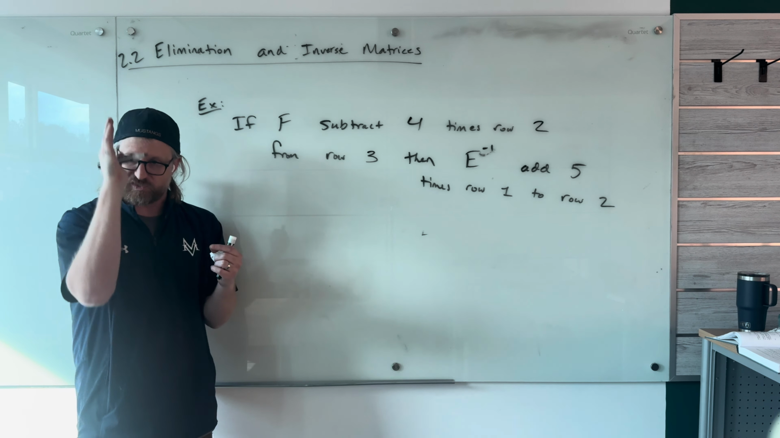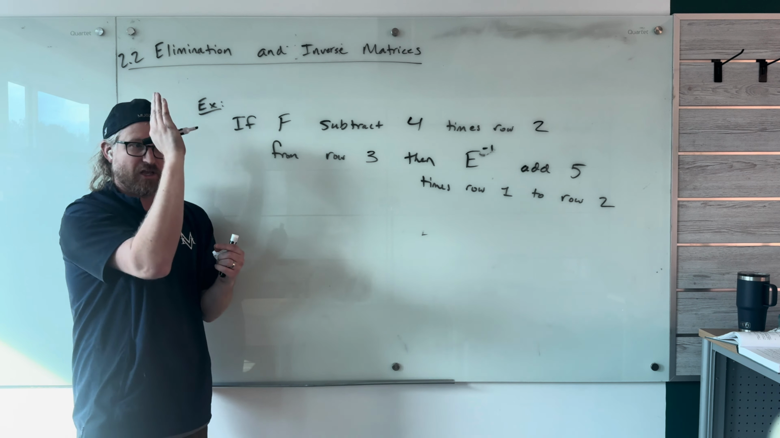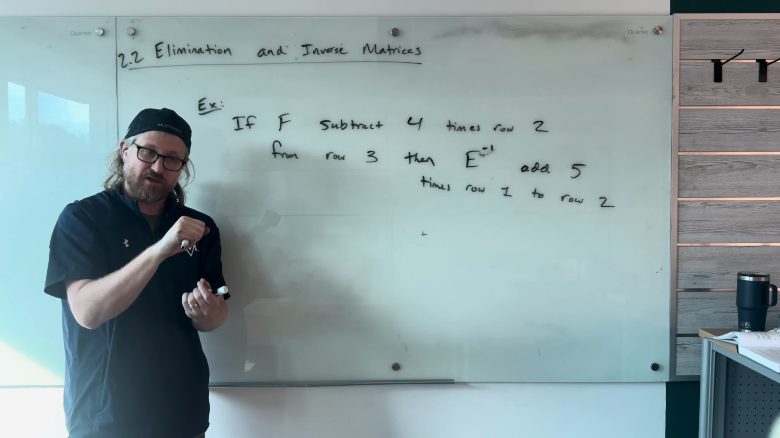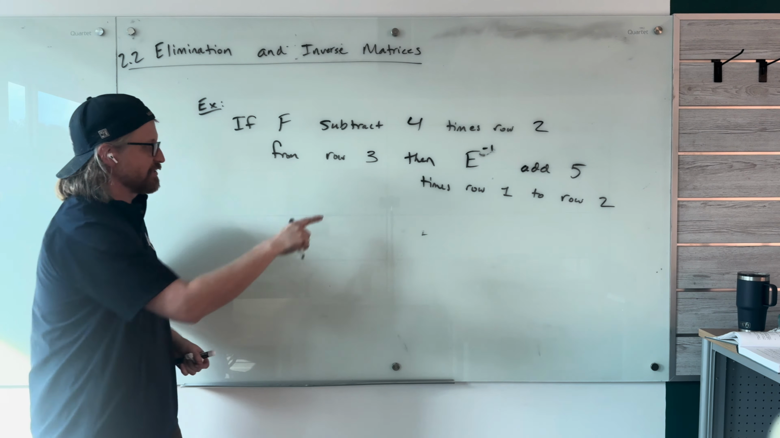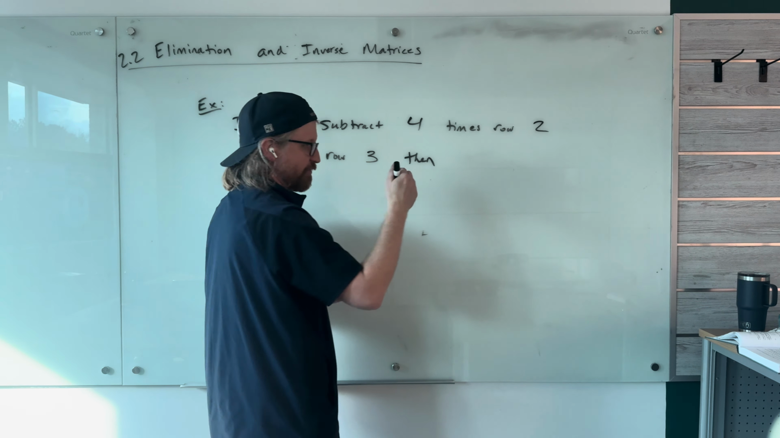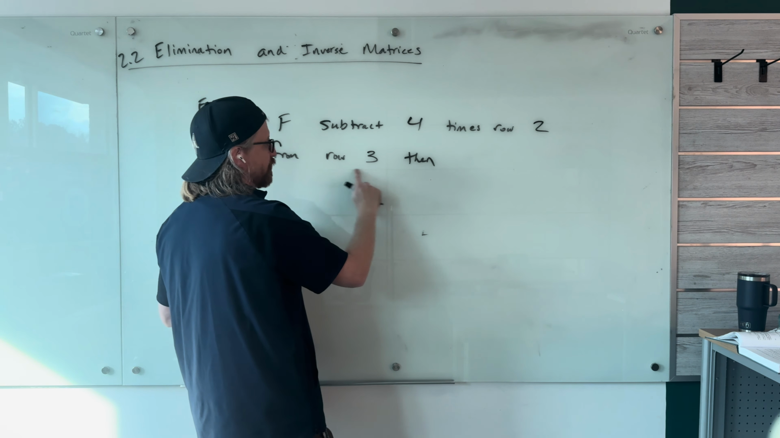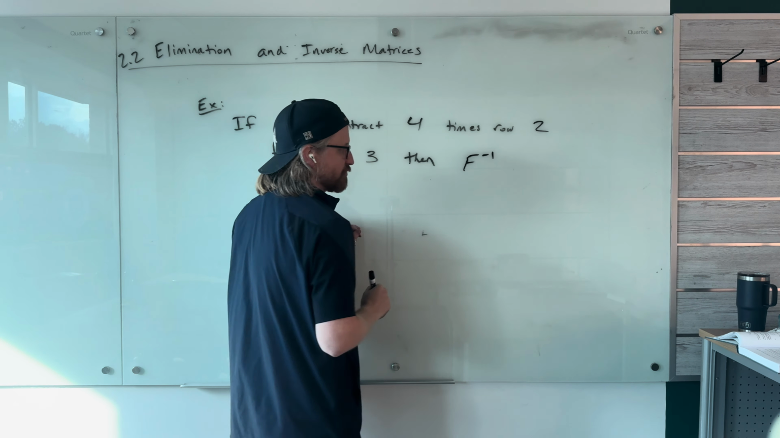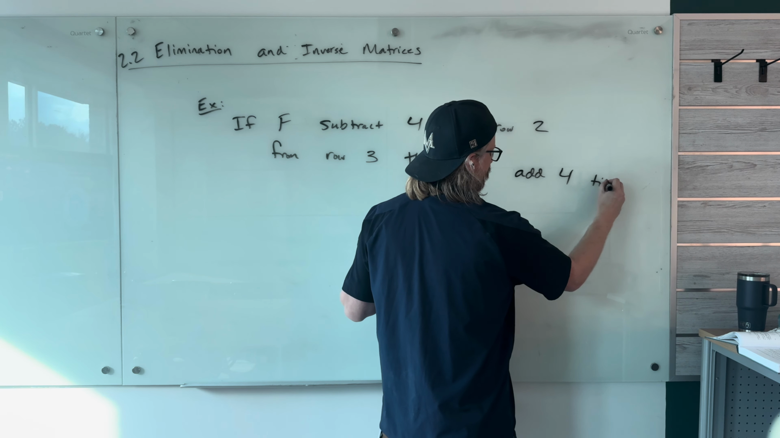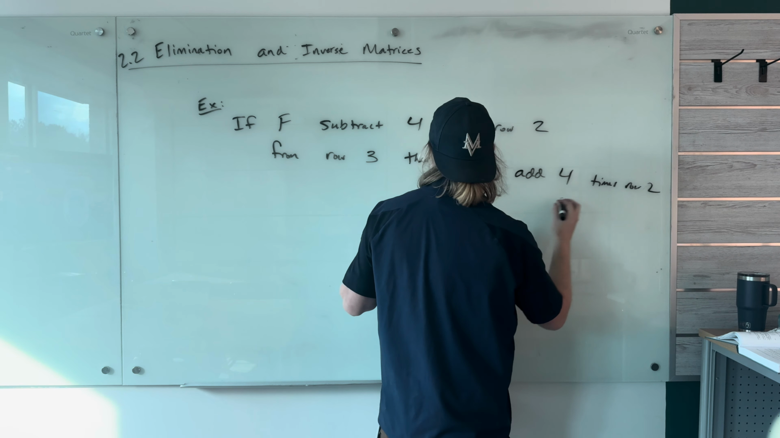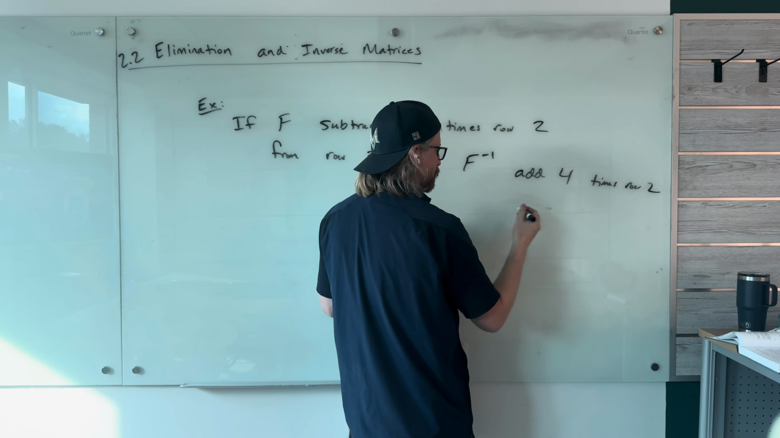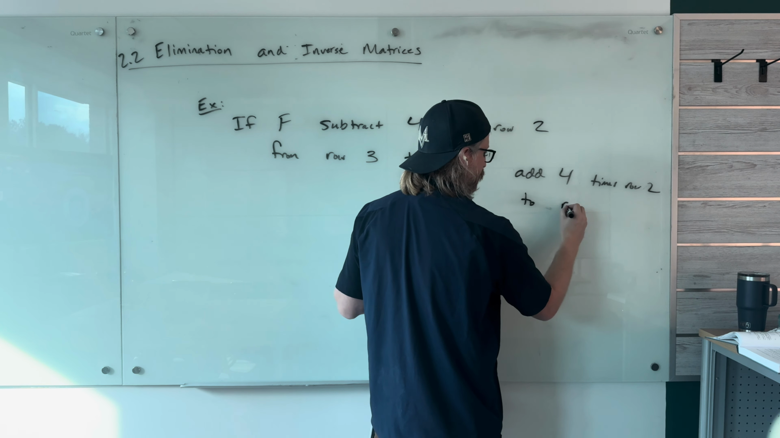It's almost like we've already zeroed out everything underneath my first pivot, and now we're working in that second column, trying to zero out that entry in a 3 by 3 underneath that second pivot point. That's what's happening here. Well, if that's the case, according to our theory, if I wanted to find the inverse of this elimination matrix, then it's going to add 4 times row 2 to row 3.